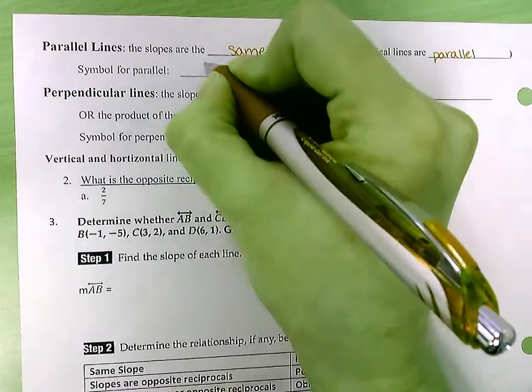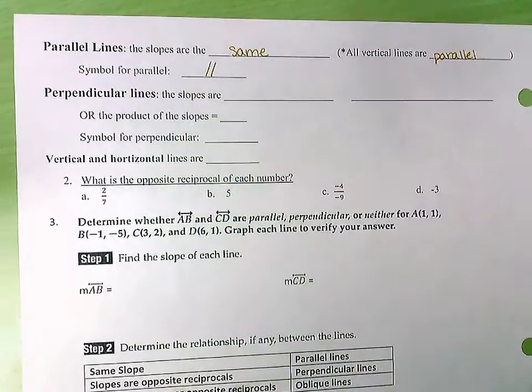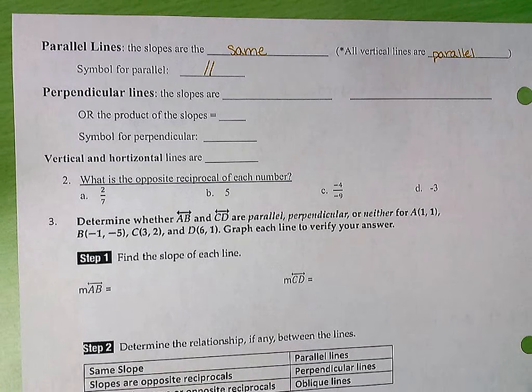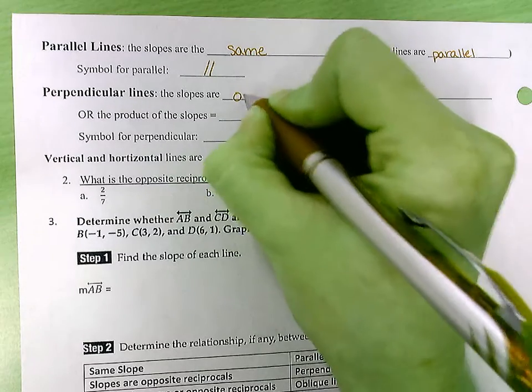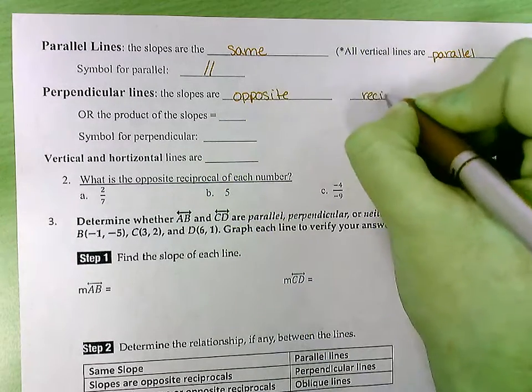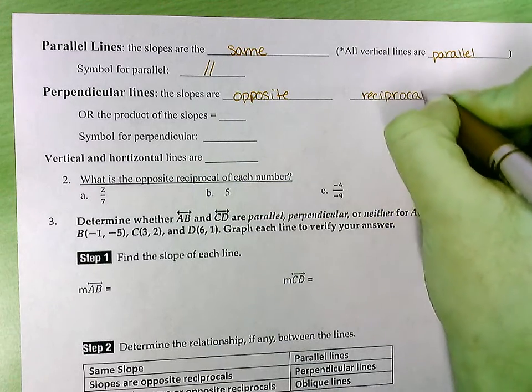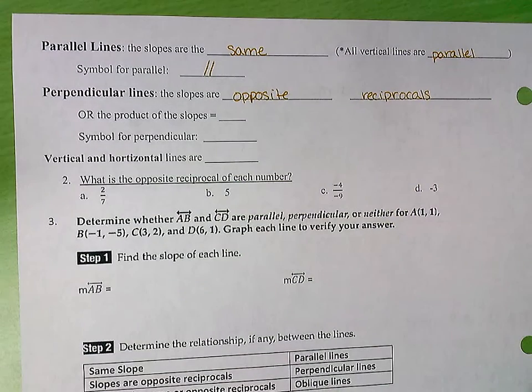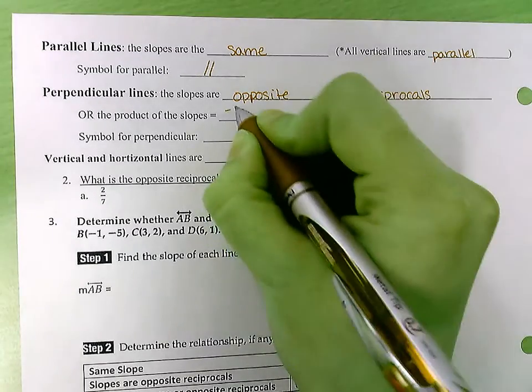You forgot the symbol for parallel is our 2 parallel lines there. Okay, so we can use our symbol for parallel. Now, perpendicular lines, those slopes are opposite reciprocals. Okay, so opposite reciprocals. So the product of those slopes, if you multiply them together, you should get -1.